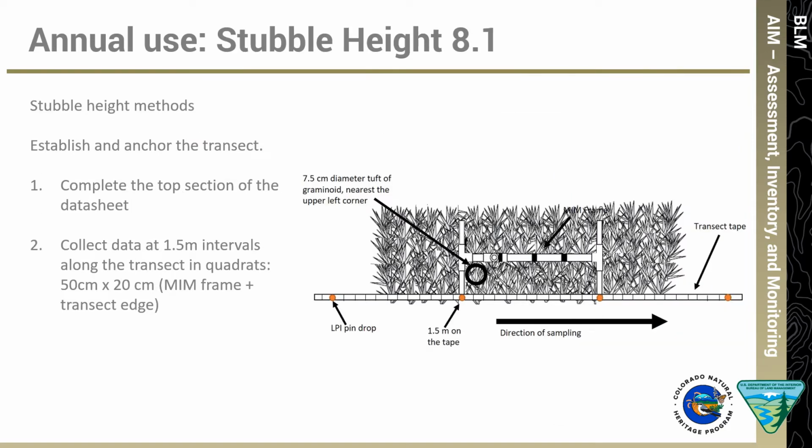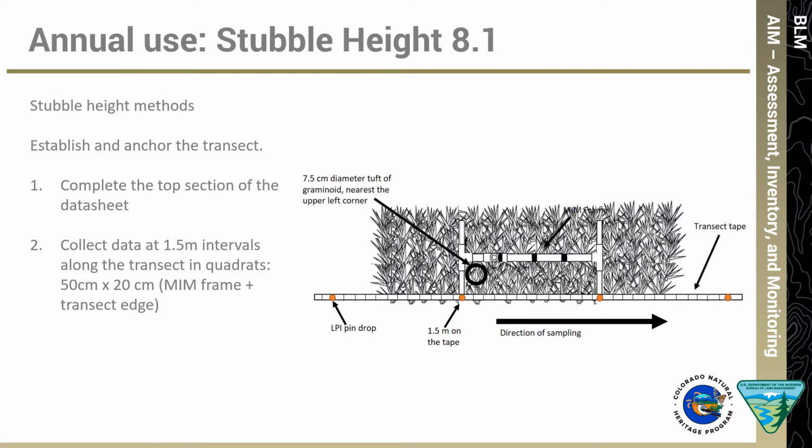The first annual use method I will cover is the stubble height method in Section 8.1. To begin the stubble height method, you must first establish and anchor the transect. Then, step 1 of the methods is to complete the top section of the datasheet, or the first page of the Survey 123 form, with information about the site, the observers, and recorders.